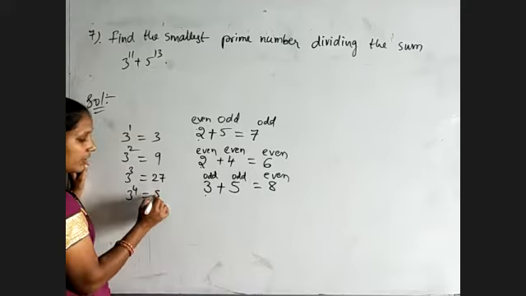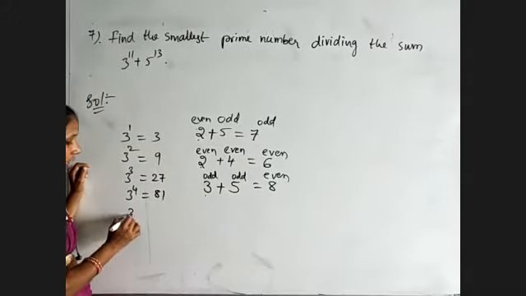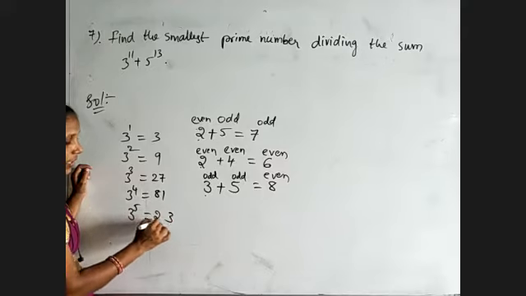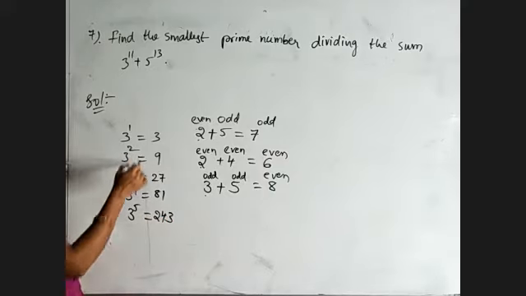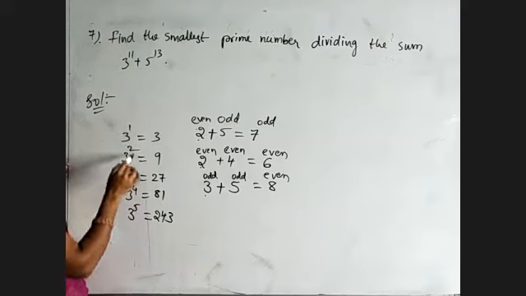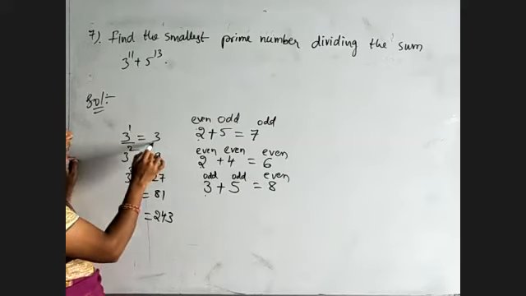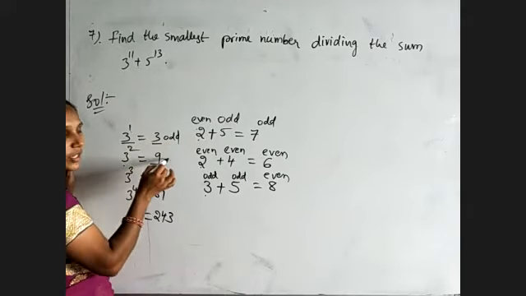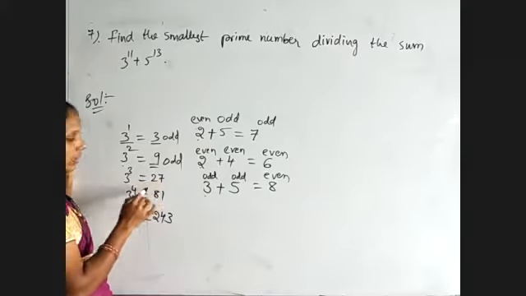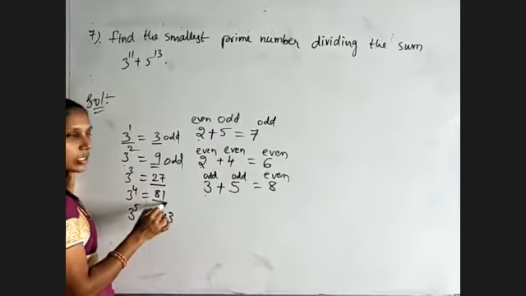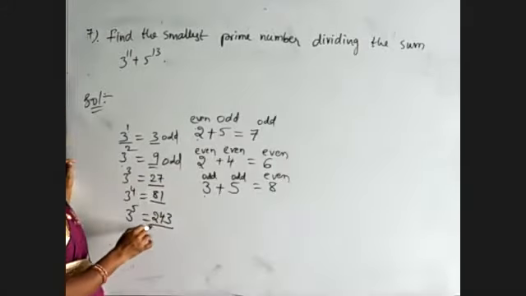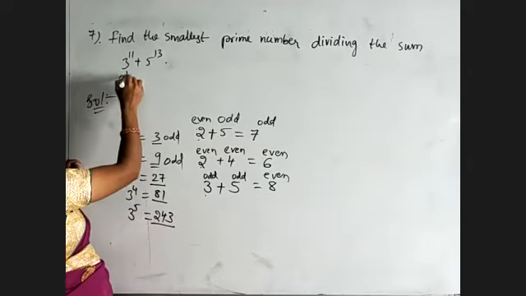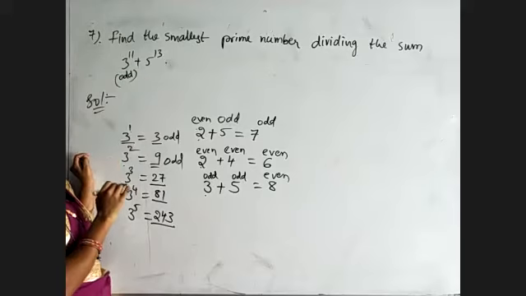9 9s are 81. Okay, 3 to the power of 5 is 243. 3 1s are 3, 3 8s are 24, 243. Observe all these numbers. However many times you multiply, even one time you are taking, you get an odd number. And 3 squared, you again get an odd number. 27 is an odd number, 81 also is an odd number, 243 is also an odd number. Whatever power is there for 3, we get the result as an odd number. So 3 to the power of 11 also is an odd number.